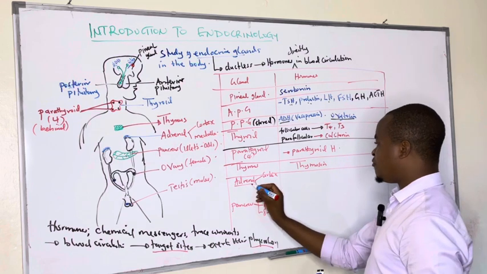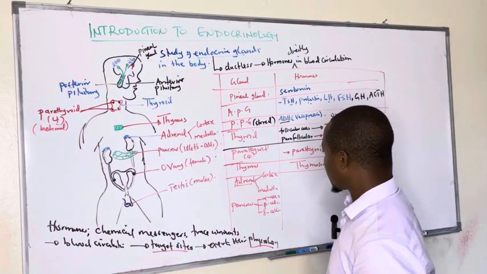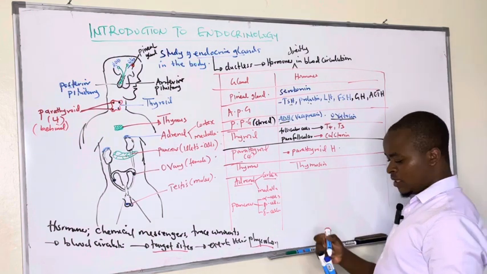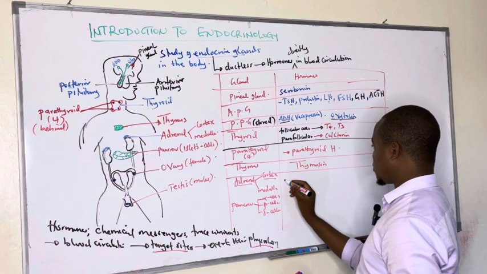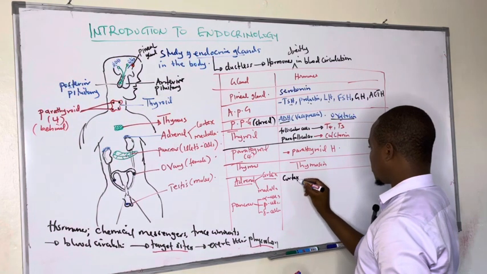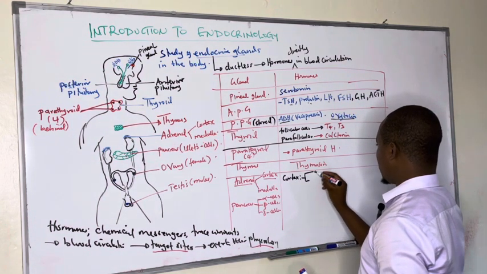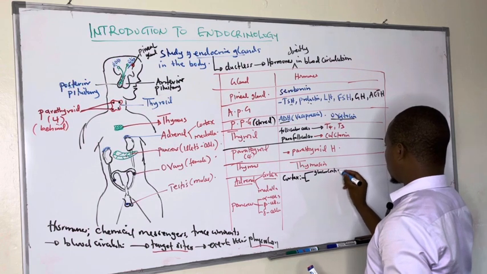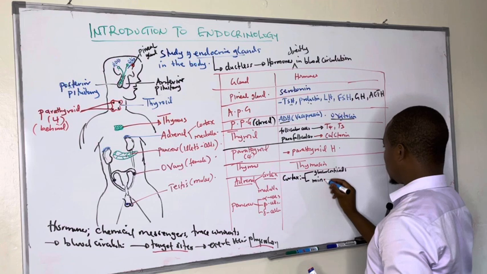Then we said the adrenal gland, which is found on the surface of the kidneys, is divided into the adrenal cortex and medulla. The adrenal cortex produces 2 types of hormones: glucocorticoids and mineralocorticoids.